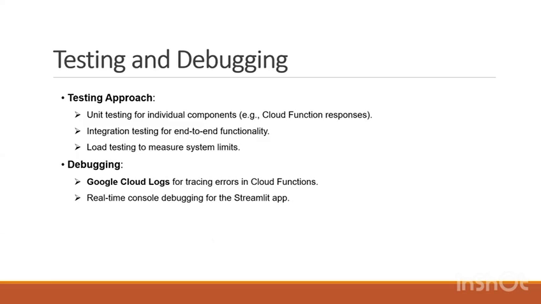Moving on to the testing and debugging phase. Rigorous testing and debugging were critical to ensure a smooth user experience. So I performed unit testing to validate individual components like cloud functions and the Streamlit interface. Integration testing was conducted to verify the system's end-to-end functionality, while load testing measured its performance under different traffic conditions. For debugging, I relied on Google Cloud Logs to trace errors and monitored the real-time console of the Streamlit app. This approach allowed me to quickly identify and fix the issues I was facing during the development phase.